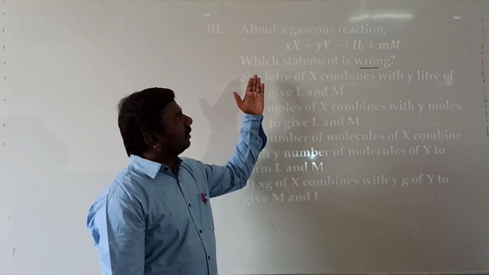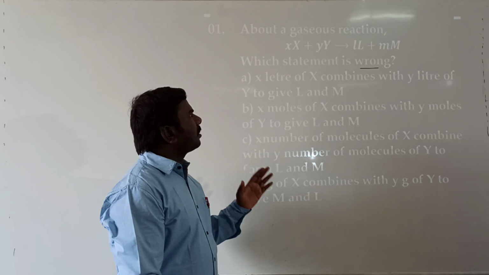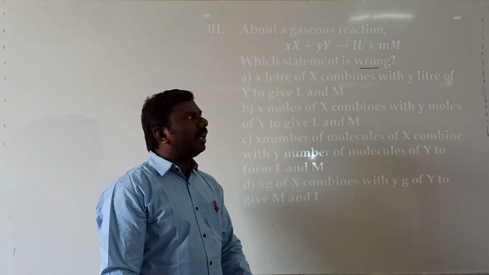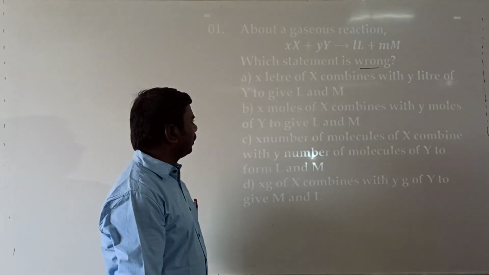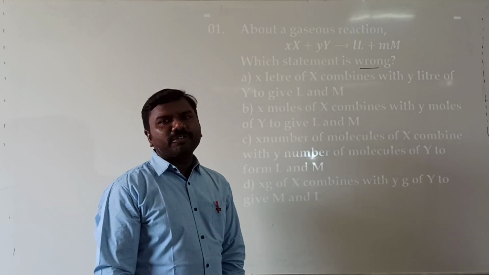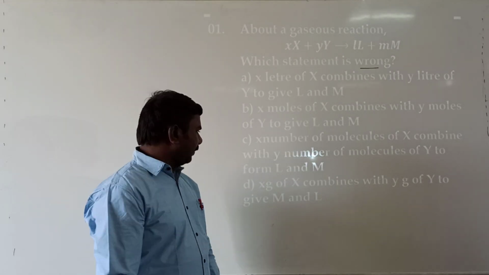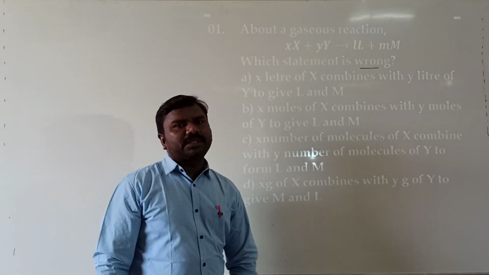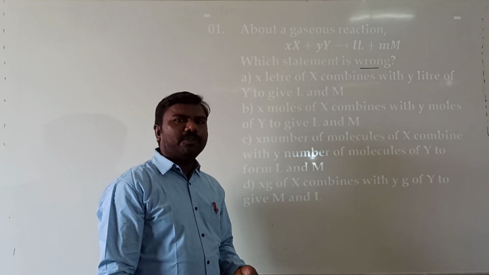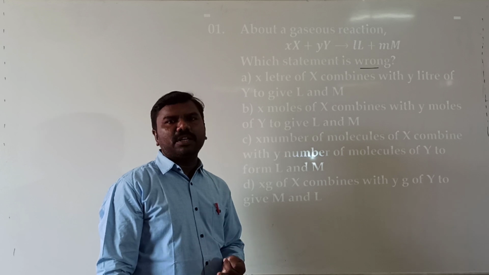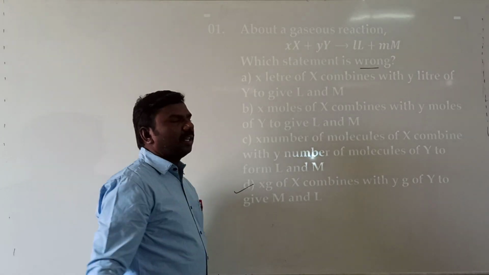Similarly, x moles, small x, small y, nothing but moles. It means x moles of X can react with y moles of Y to give l moles of L and m moles of M. Correct. Next, x number of molecules is also nothing but you can take the Avogadro number. This is also a correct statement. And the last one, x grams, we cannot say mass. We can say it from the volume point of view, moles point of view, or number of particles point of view as per the mole concept. That's why the last option is the wrong option.